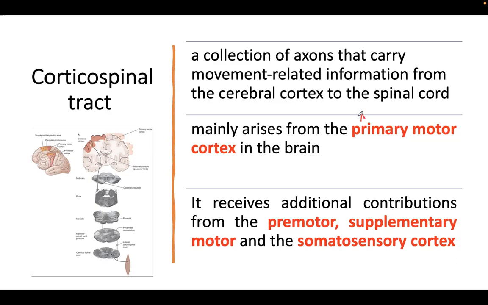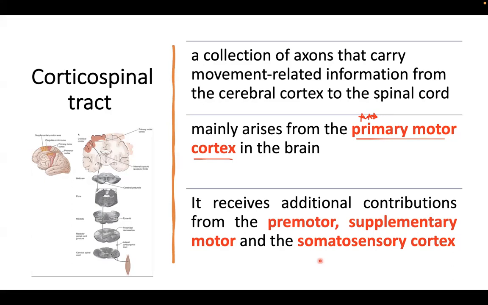Please remember this. So if you were to take an exam, this is what everyone has to remember. Where does the corticospinal tract mainly arise from? It arises from the primary motor cortex of the brain. Okay, and it receives additional contributions from the following areas of the brain. We have the premotor cortex, as well as the supplementary motor cortex, and of course, the somatosensory cortex.